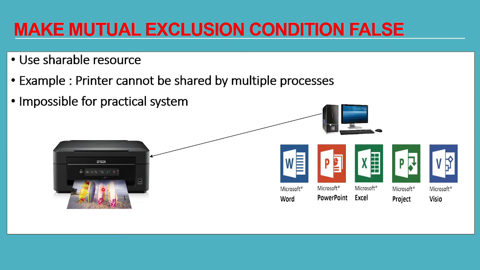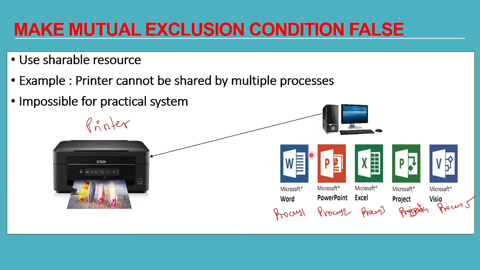For example, this is the resource, a printer, and these are the processes. Word is process 1, suppose PowerPoint is process 2, Excel is process 3, Microsoft Project is process 4, and Microsoft Visio is process 5. So these are the 5 processes which are currently running on, suppose, your computer system. All are open and you want to print all these documents. Some content is written in each of these documents and you want to print each of them.